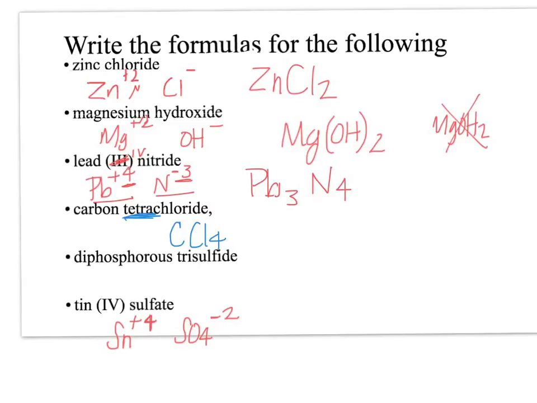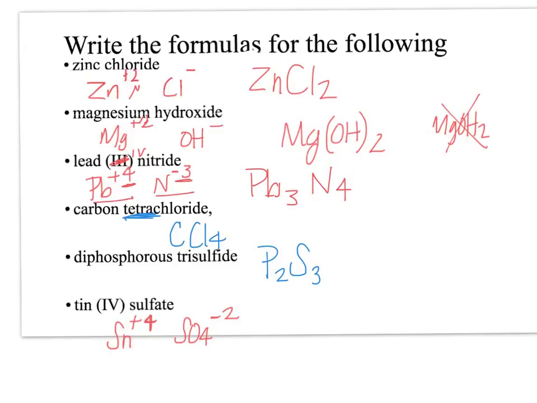And that would be its formula. The next one also has prefixes. So it is diphosphorus trisulfide. So I'm literally going to write P2. And then sulfide is S and 3. So that would be its formula.